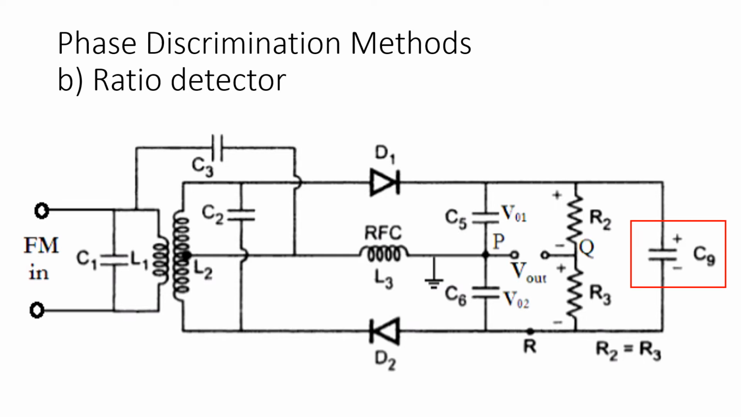The next difference is where output is taken. The output is taken in ratio detector at point P and point Q. So V0 out is equal to V01 upon V02. In ratio detector, addition of V01 and V02 does not change with the FM signal frequency, but ratio of V01 and V02 changes. This is ratio detector.